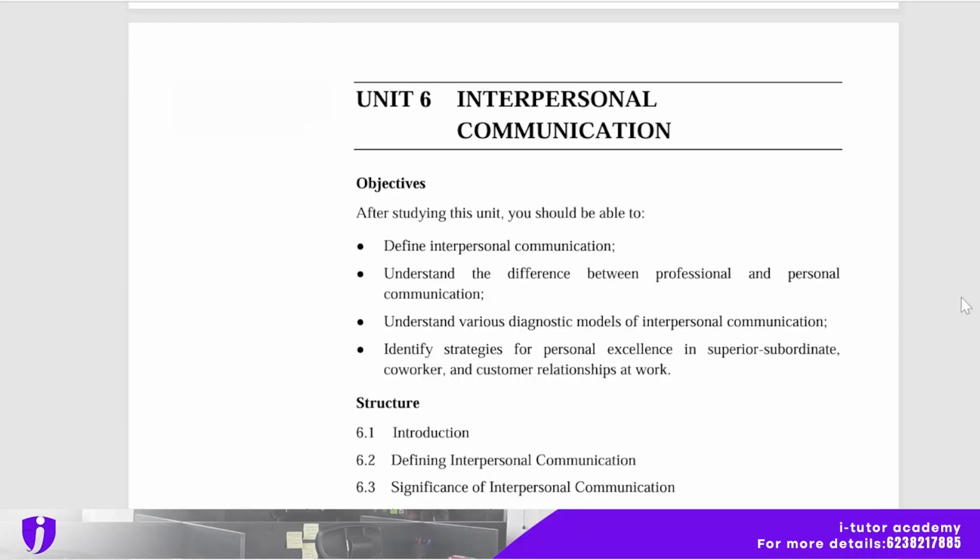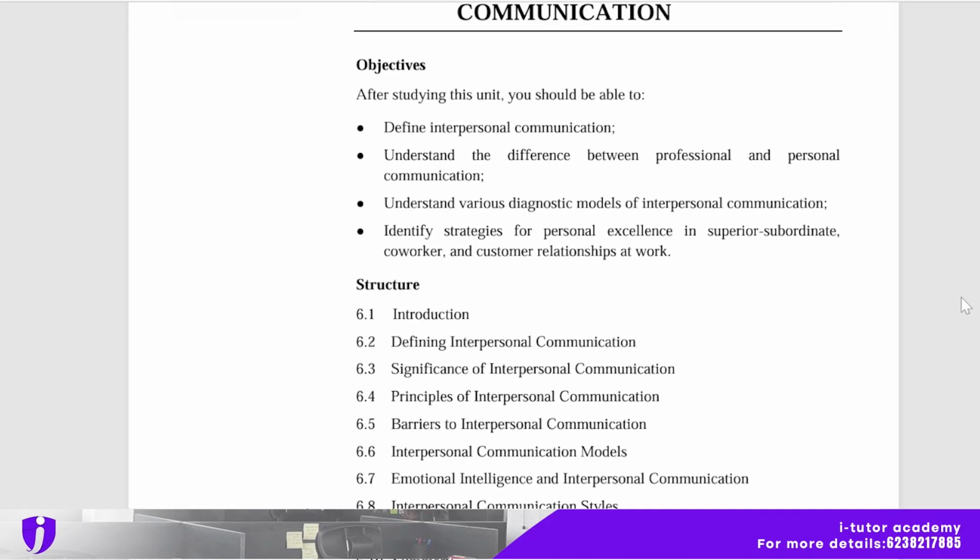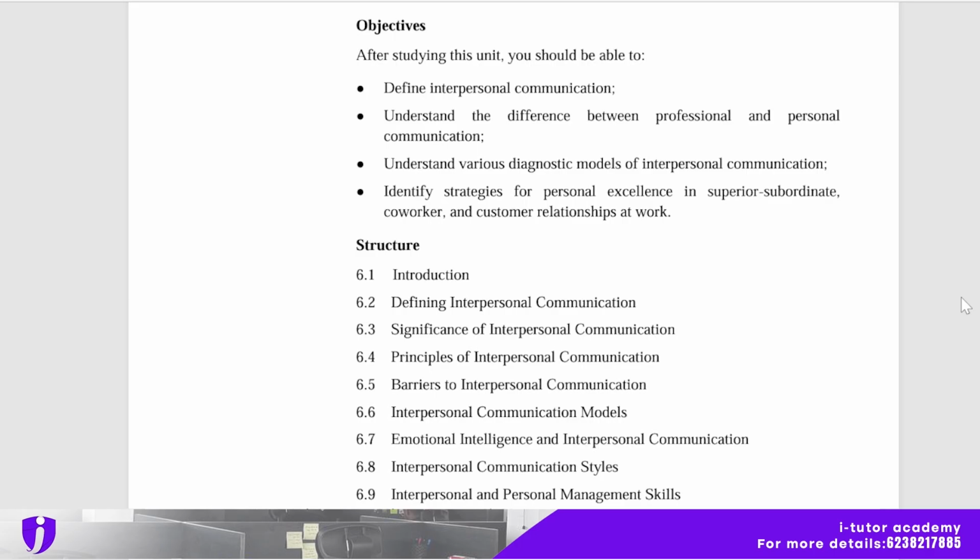In today's session, we will start with Unit 6, that is Interpersonal Communication of MMPC 007. Objectives of this chapter: after studying this unit, you should be able to define interpersonal communication, understand the difference between professional and personal communication, understand various diagnostic models of interpersonal communication, identify strategies for personal excellence in superior, subordinate, co-worker, and customer relationship at work.